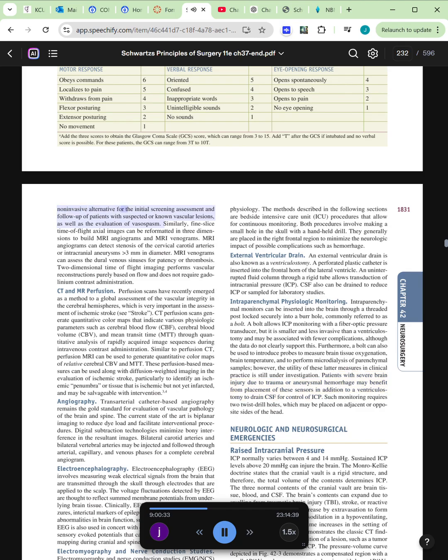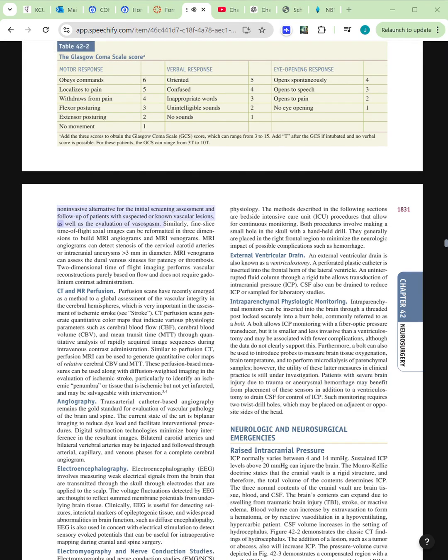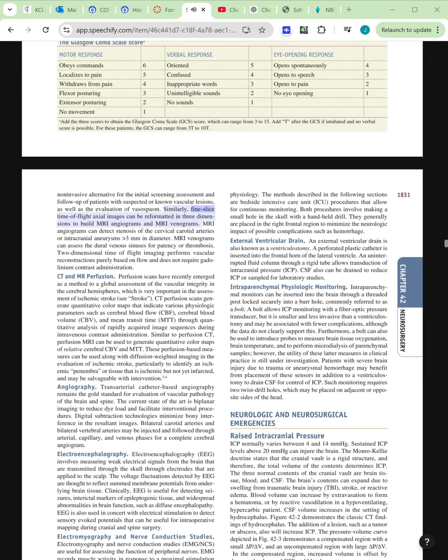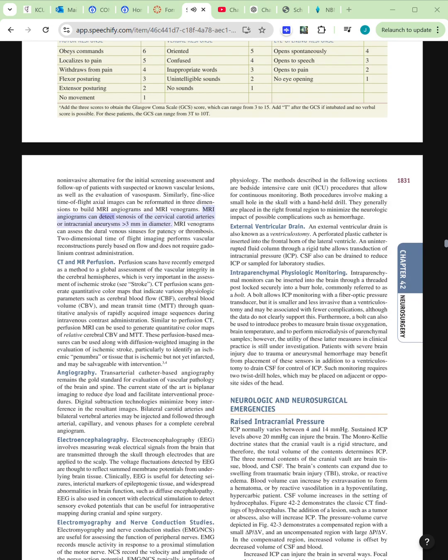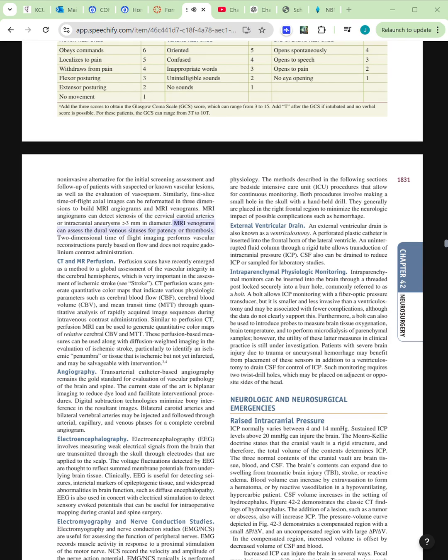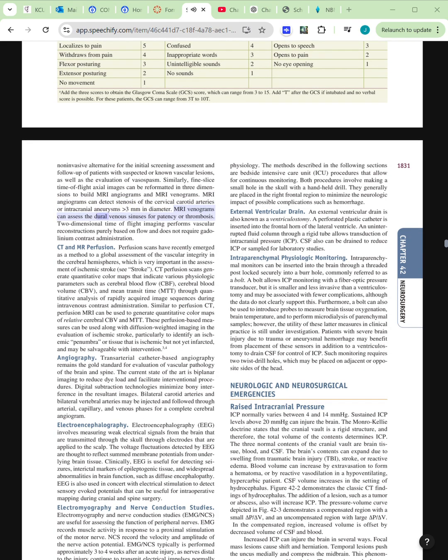non-invasive alternative for the initial screening assessment and follow-up of patients with suspected or known vascular lesions, as well as the evaluation of vasospasm. Similarly, fine slice time-of-flight axial images can be reformatted in 3 dimensions to build MRI angiograms and MRI venograms. MRI angiograms can detect stenosis of the cervical carotid arteries or intracranial aneurysms greater than 3 millimeters in diameter. MRI venograms can assess the dural venous sinuses for patency or thrombosis.